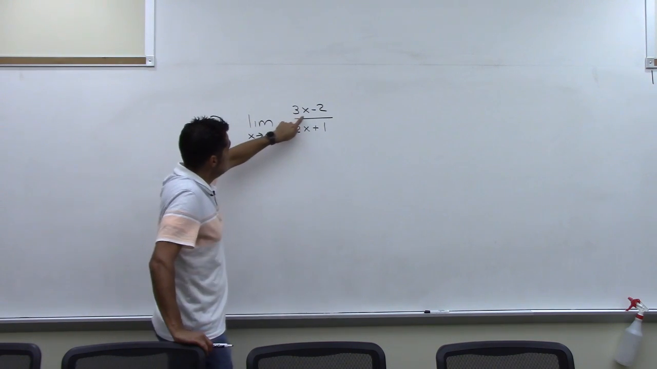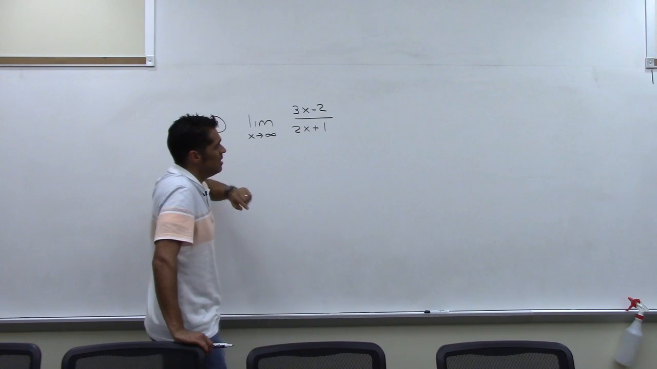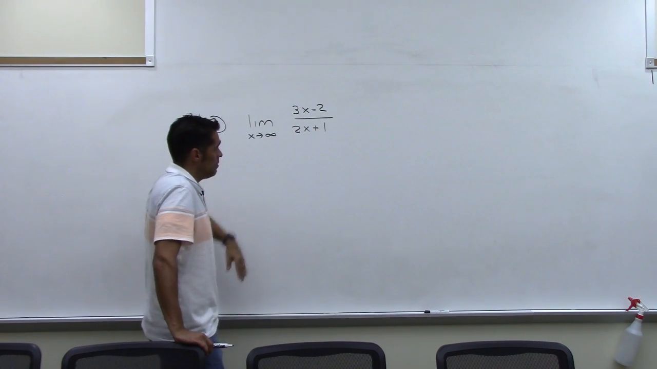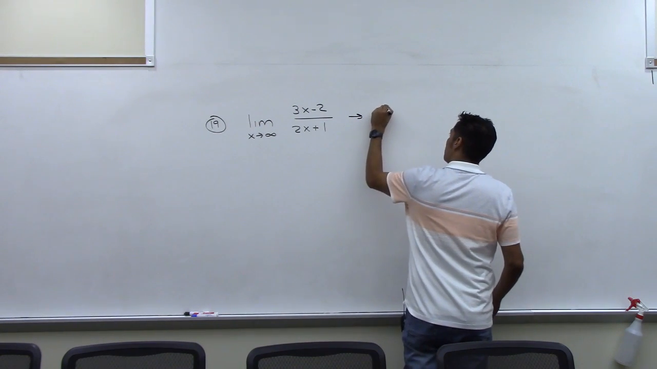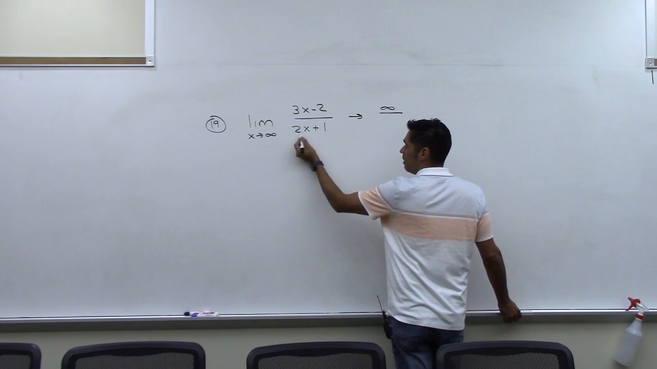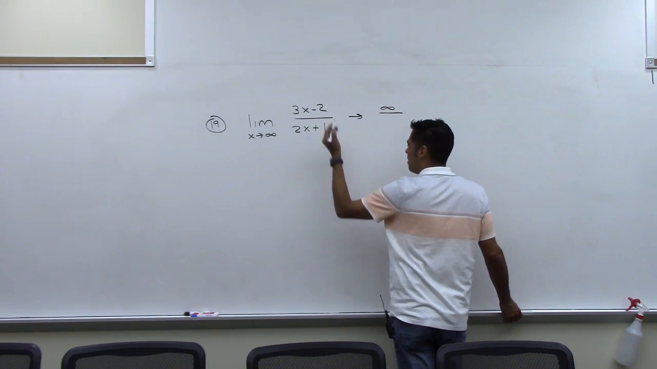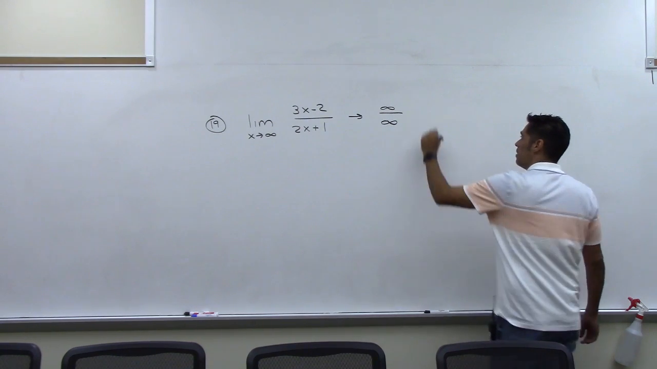What happens? Well, infinity times 3 is going to be a huge number. We subtract 2, it's still going to be a huge positive number. So the top here is headed towards positive infinity. And the bottom here, 2 times an infinitely large number is huge, plus 1 is still huge. This is infinity over infinity, and this is another one of our bad situations.